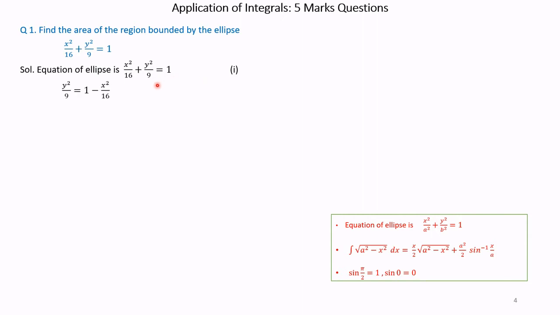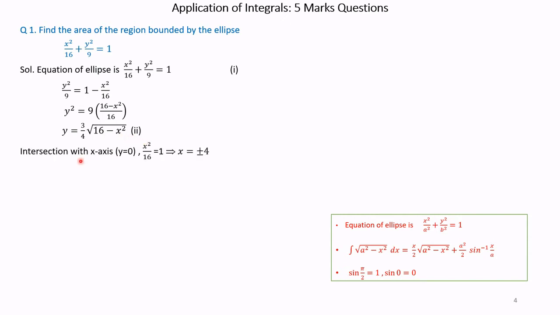Therefore, rearranging, y square by 9 equals 1 minus x square by 16, where the first term is shifted to the right hand side. Therefore, y square is equal to, cross multiplying, 9 into open the bracket, 16 taking LCM, 16 minus x square by 16. Therefore, y is equal to, taking the square root of the previous equation, 3 by 4 into square root of 16 minus x square. Let it be equation 2.